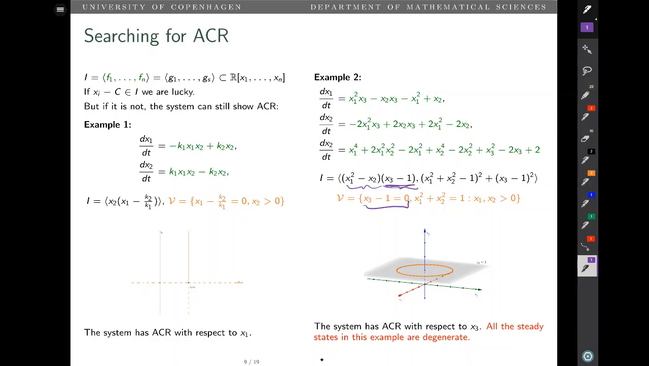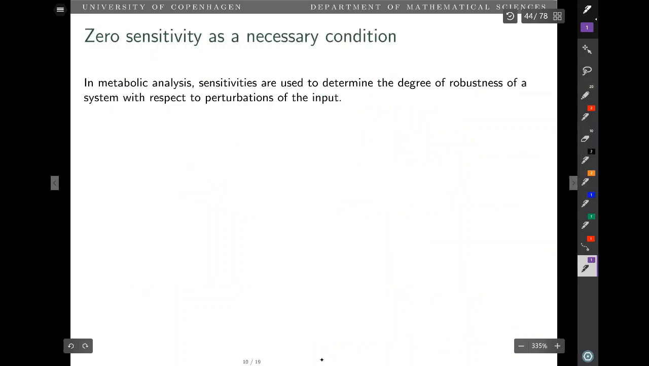This example is a little bit tricky because all the points here are degenerate, which is a thing that I said in the beginning, yeah, I needed a condition on that. But yeah, this kind of things can happen. So this is the situation for ACR.